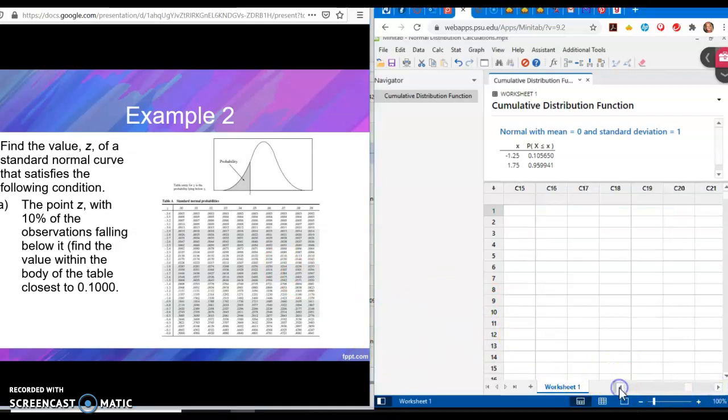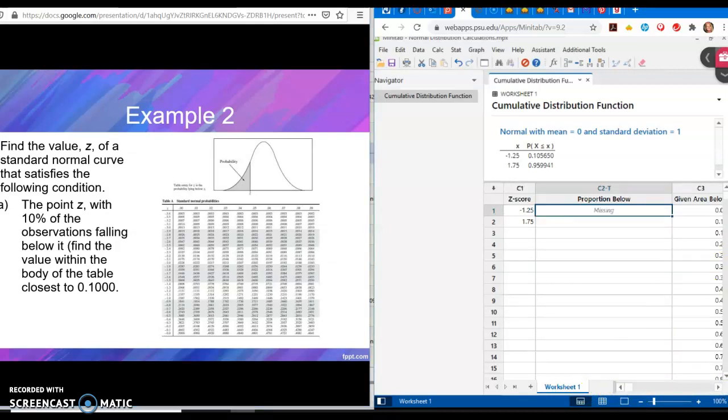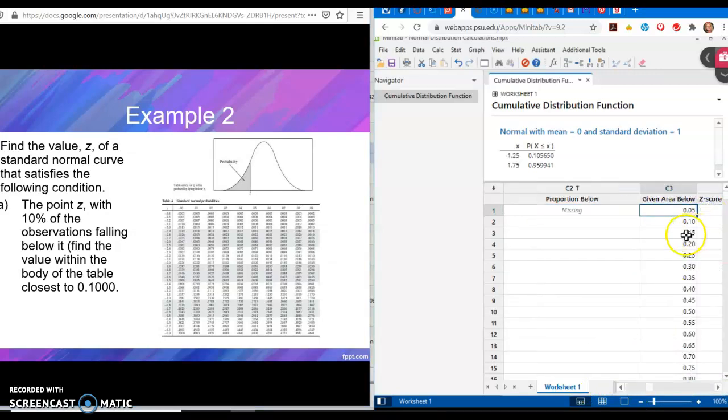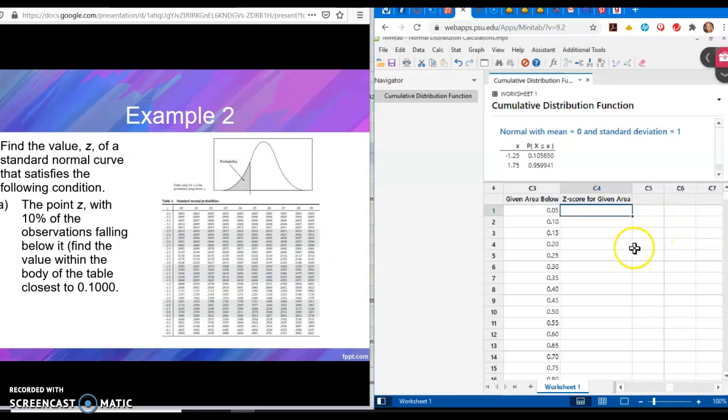So what I want you to notice is here in my Minitab document, I have a column where I've said the given area below is equal to, and I just broke it out into intervals of 5% like I did in Excel, okay? I'm going to go over here to the z-score column, and I'm going to ask it to compute those z-scores for the given area below.